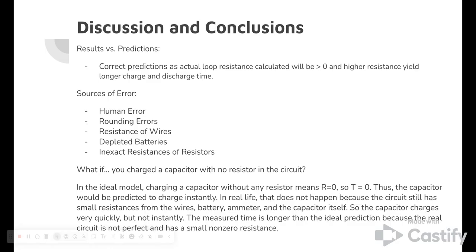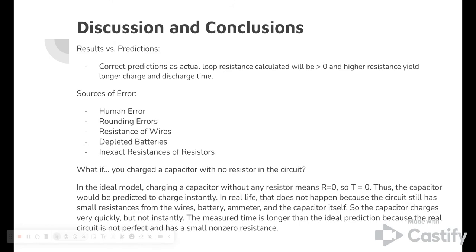However, as always, there's error that exists, and some sources of that could be human error, as we can't be totally perfect. Some rounding errors, as we can't be totally precise. The resistance of the wires, maybe some depleted batteries, and inexact resistance of resistors.